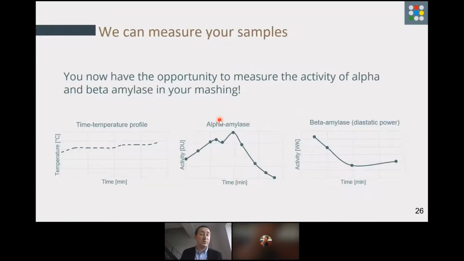If you as a brewer are interested in doing the same as Jean-Paul and reduce considerably your mashing profile, or you want to know the enzymatic activity of your mashing profile, now you have the opportunity to do so. We can help you measure your wort samples and supply you the alpha and beta amylase activity in a graph like this with the precise numbers and times.